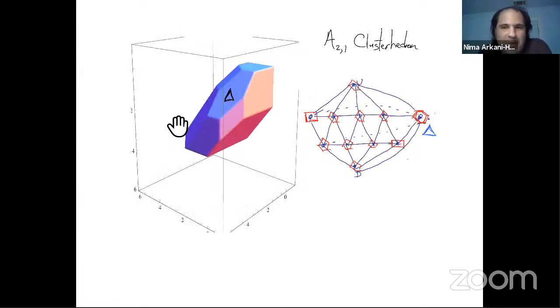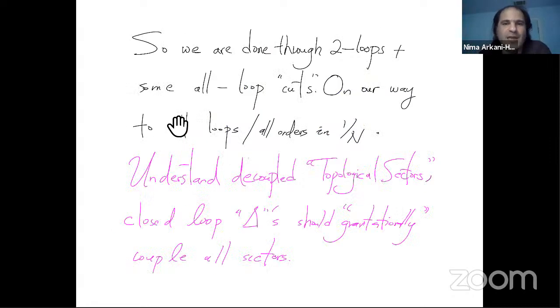Here is a concrete picture for what the three-dimensional clusterhedron looks like. It's one of the few examples that's low-dimensional, of course, to draw, but this is what the A21 clusterhedron looks like, where I've highlighted what the facet involving this new delta variable looks like. So we're done through 2 loops, some all loop cuts. We're on our way to all loops and all orders in 1 over n.